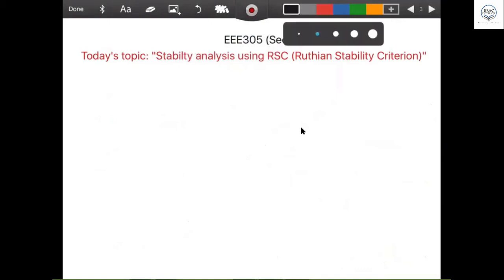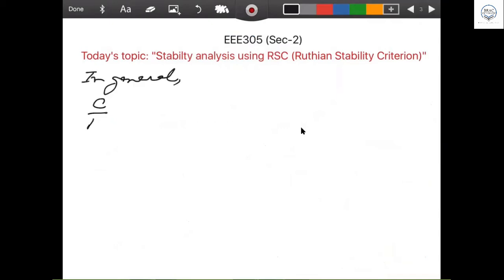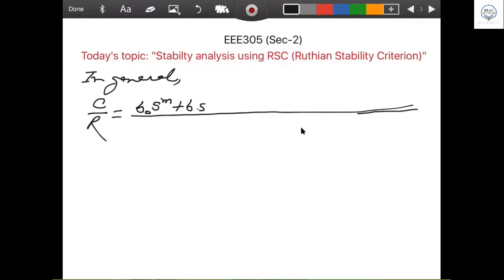First of all, you know that in general we can write the closed loop transfer function C by R, with the closed loop zeros on top. So say this is b0 s to the power m, then b1 s to the power m minus 1, and if you carry on like that, the last one will be bm s to the power 0.